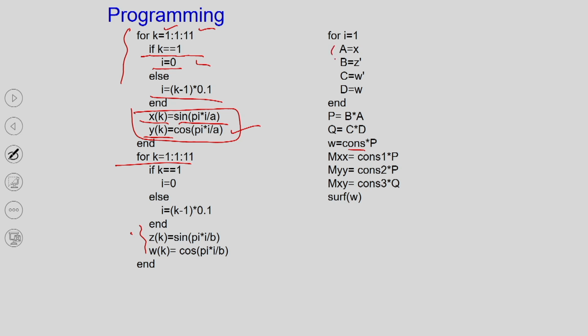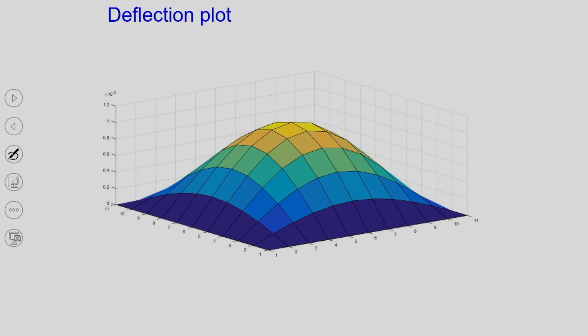So, basically a, b, c, z. Say x, z dash, w dash and dw, and then again some constants are required. So, cons into p, this will give you the value of deflection. Now, you see that actually this is to be 0.1, 0.2 in that form, if divided by 10.